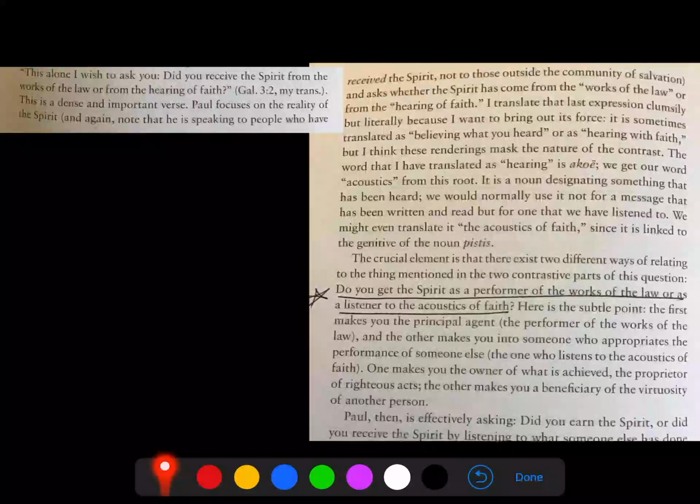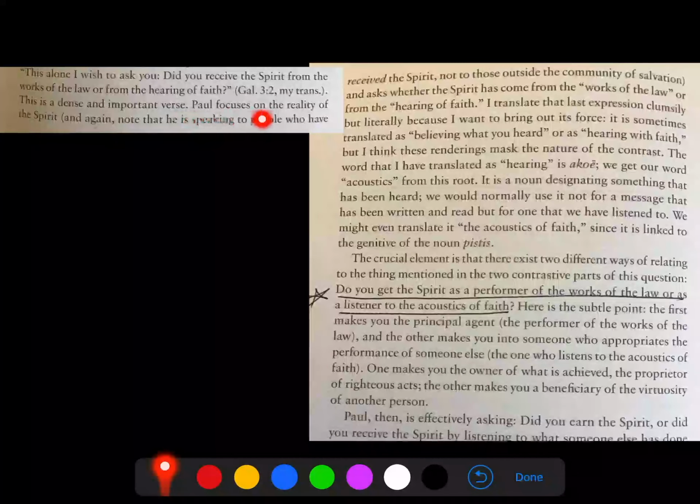So listen to this. Here's what he says. I'm not going to test you on this or anything, but this is just to encourage you to keep going in Greek because it really does help you in your understanding of theology. "This alone I wish to ask you. Did you receive the Spirit from the works of the law or from the hearing of faith?" And notice that this is his own translation. "This is a dense and important verse."